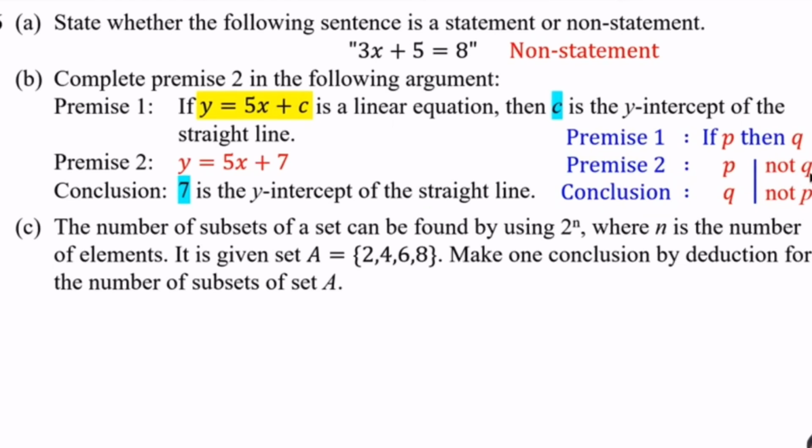So next we will discuss C. The number of subsets of a set can be found by using 2 power n, where n is the number of elements. It is given that set A consists of 2, 4, 6, 8. Make one conclusion by deduction for the set. To make a conclusion by deduction, we just substitute n equal to 4. So the answer is 2 power 4, which is equal to 16.